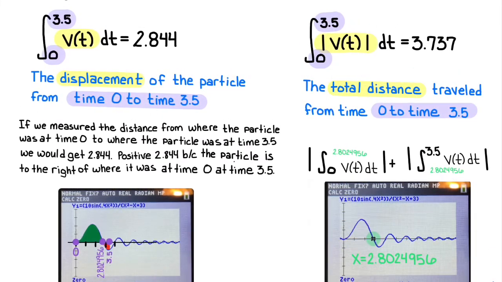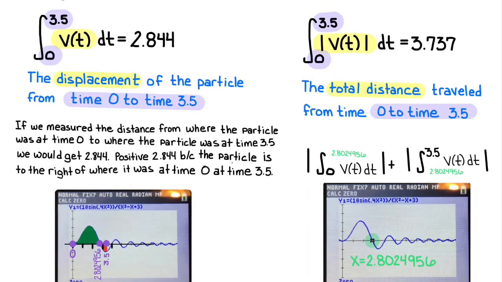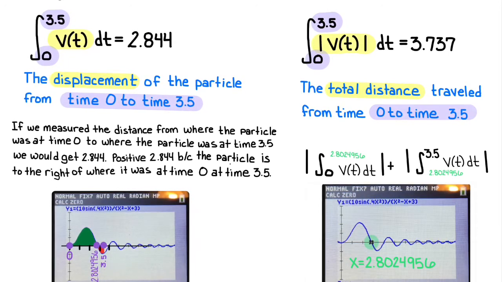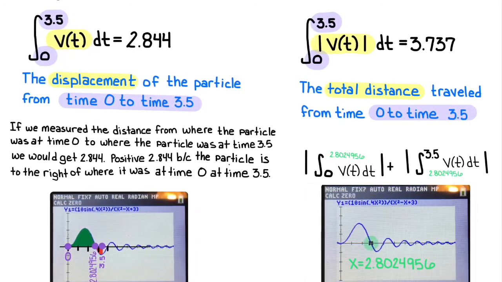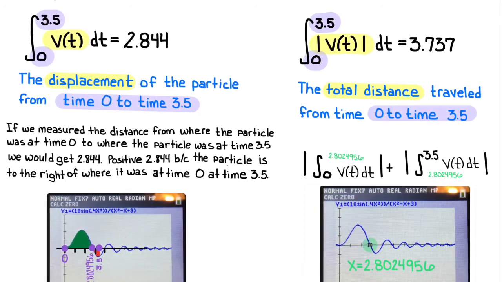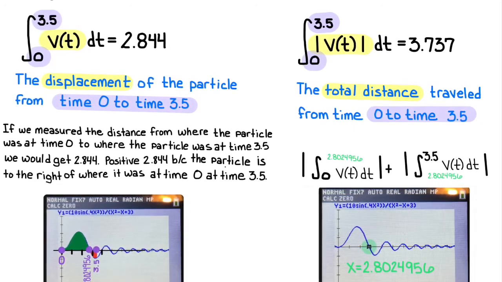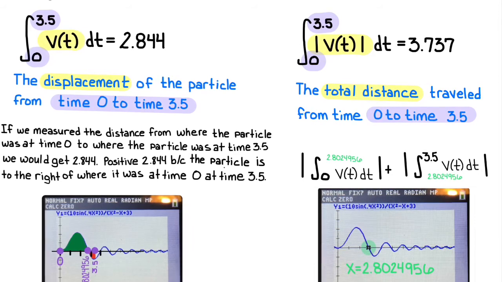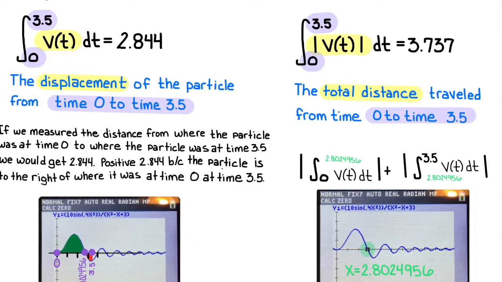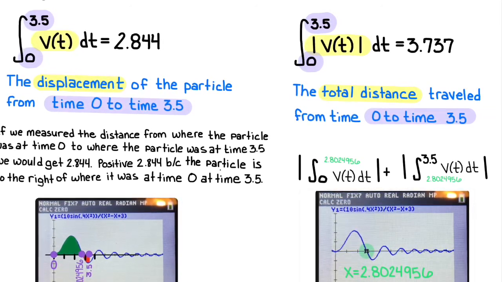After breaking up the integral by its x-intercepts, you would take the absolute value of each integral. The first integral here, from 0 to 2.8024956, would give you the distance traveled to the right, so you'd get a positive answer. And the second integral, from 2.8024956 to 3.5, would give you a negative answer because it's the distance traveled to the left. Absolute valuing each of them, we would then add them together and get the total distance traveled.